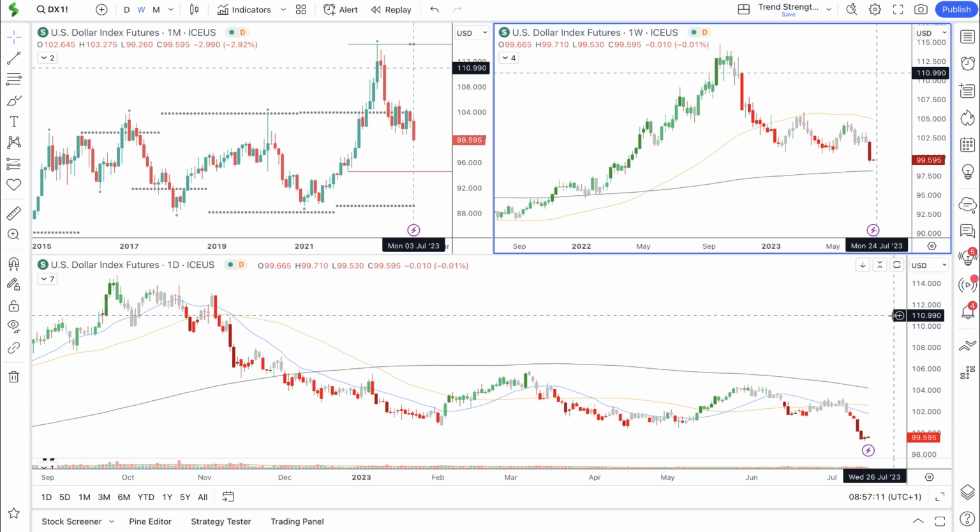The dollar index has now fallen below $100, and this is having an effect on other forex pairs, notably the US dollar Japanese yen, which we're also going to cover. So let's take a deep dive and analyze the dollar index and the US dollar Japanese yen.